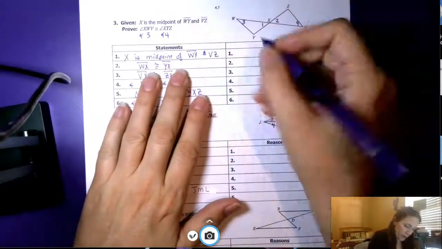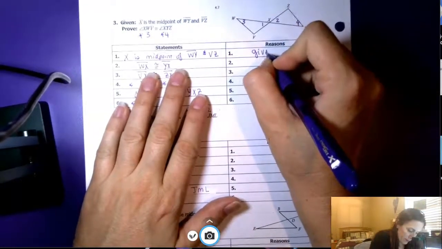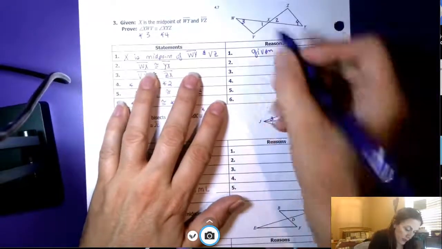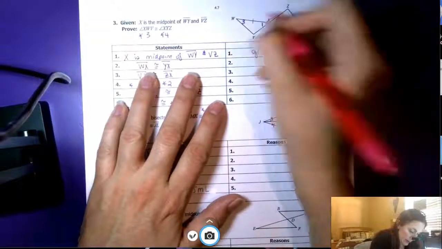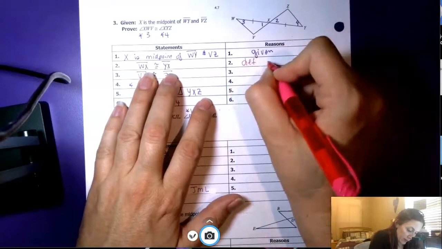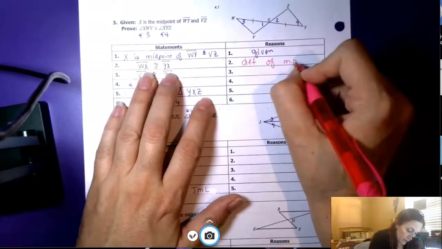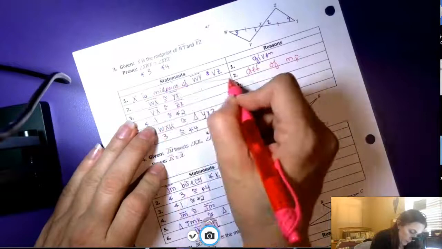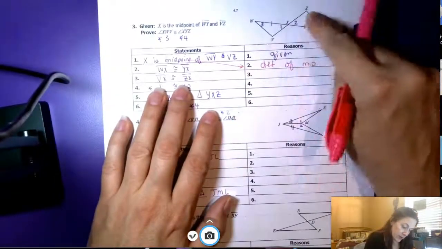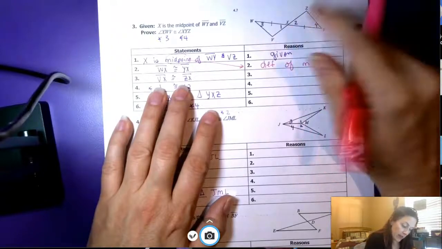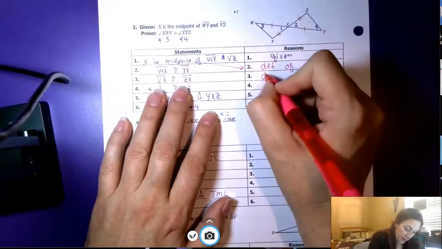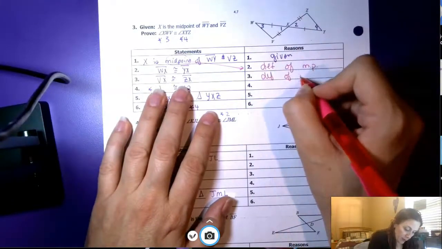Okay, so first one here is given. And if X is the midpoint of WY, that means that WX and YX have to be the same because that's my definition of a midpoint. Well, it also said it was the midpoint of VZ. So here's VZ, which means if it's the midpoint of that, this right here, VX, is going to be equal over here to ZX. Again, definition of midpoint.